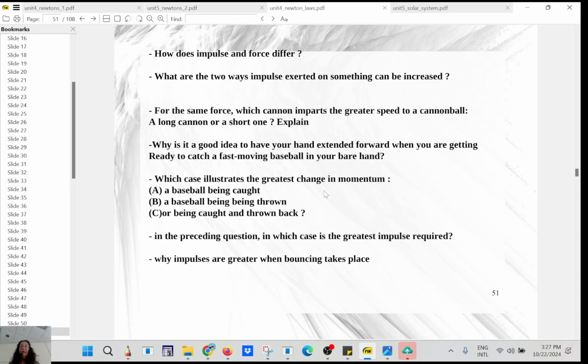Which one will get the largest momentum? A baseball that you catch, or a baseball that you catch and throw back? Right? Because it's bouncing. So that will provide the largest momentum.